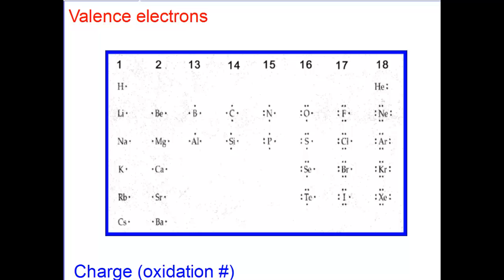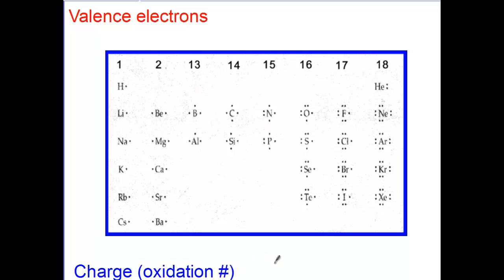Important things when you're drawing and also on naming is recognizing valence electrons. So again, valence electrons, we follow the pattern where group 1 has 1 valence electron, group 2 has 2, and so on, until we get up to 8 valence electrons in group 18. Become very comfortable with this so that you're good at it.